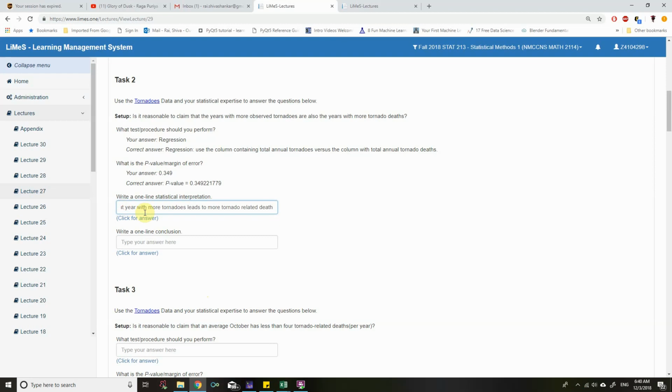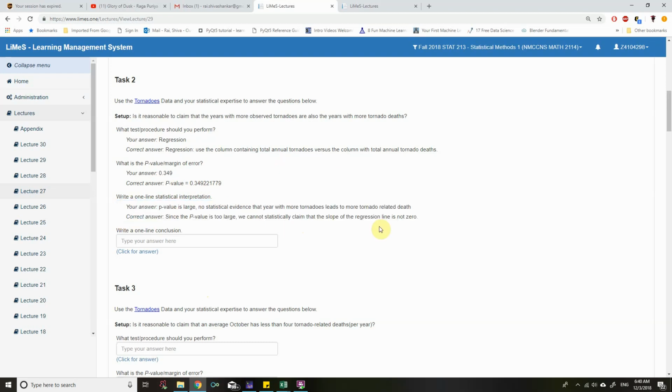So since the p-value is large, that's 0.34, which is greater than 5%, that's 34.9%. There is no statistical evidence that years with more tornadoes lead to more death, more tornado related death. Our claim is not reasonable.